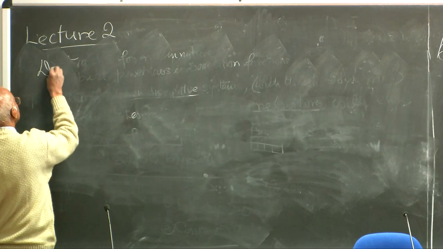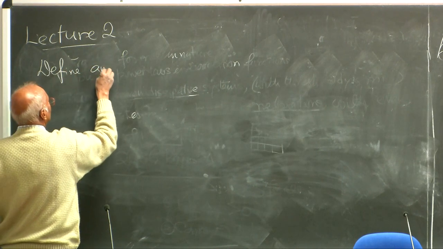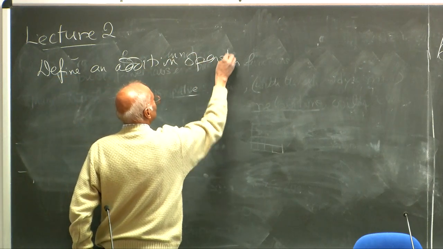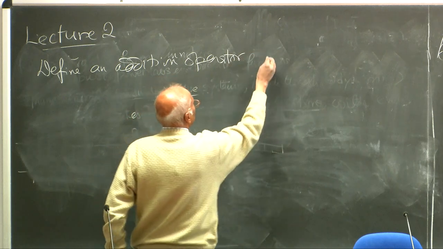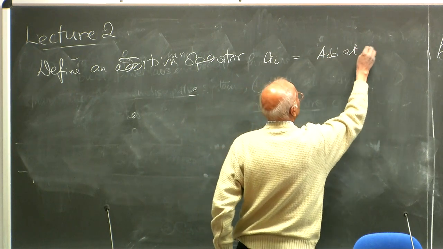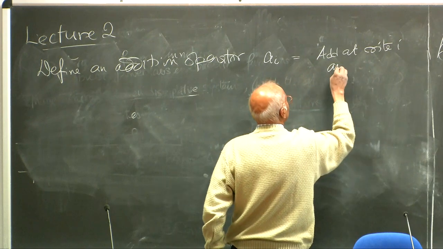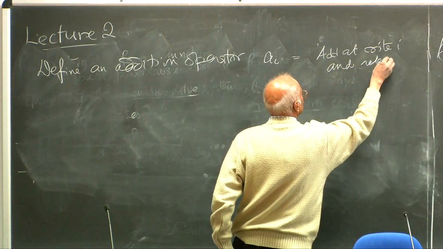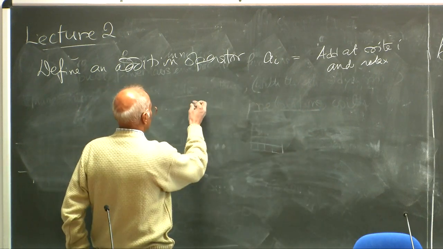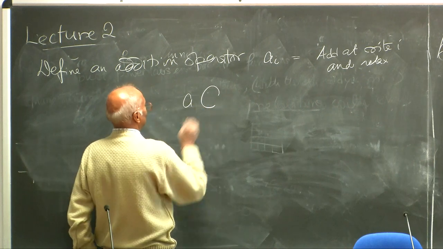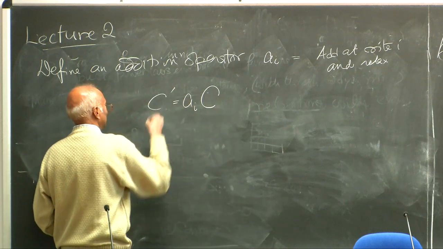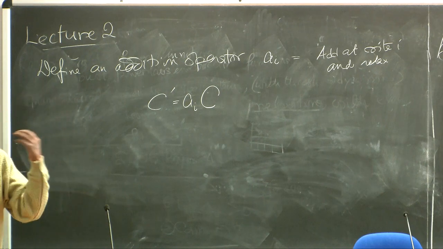So define an addition operator, A sub I, equal to add at site I and relax. Okay? So if you have a configuration C and you add at site I and relax, this configuration is called C prime. That's the definition of the operator A.